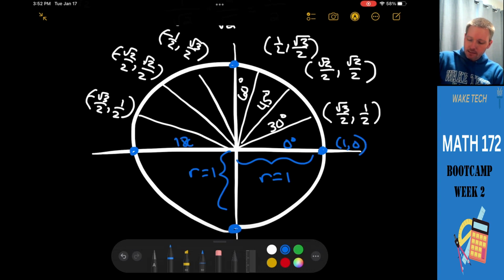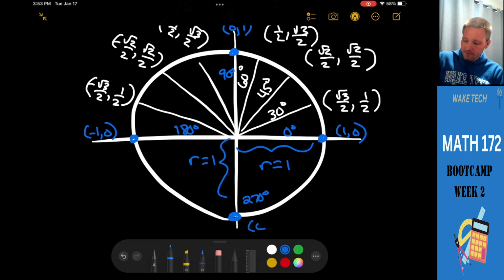At 180 degrees, it's -1, 0. At 90 degrees, it's 0, 1. And at 270 degrees, it's 0, -1. Again, solely because the radius of the circle is 1. And for those 4 points, those 4 angles, we're traveling either directly left and right or directly up or down. Certainly no triangles for that.